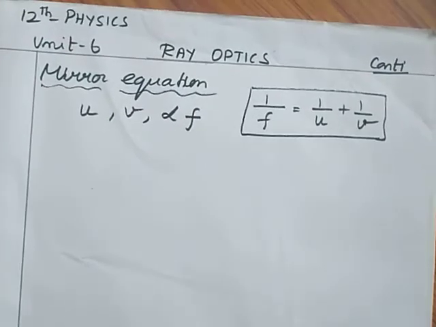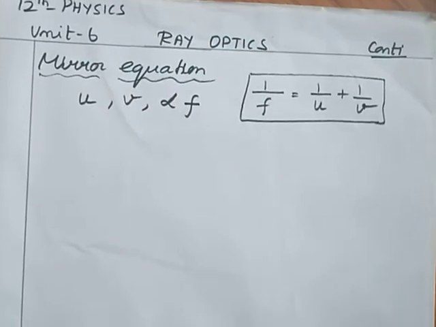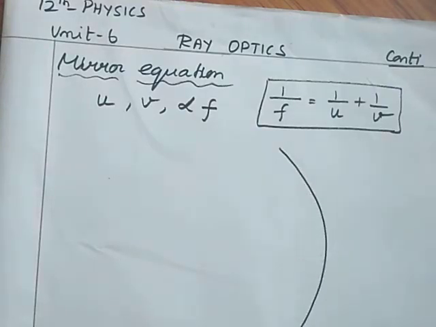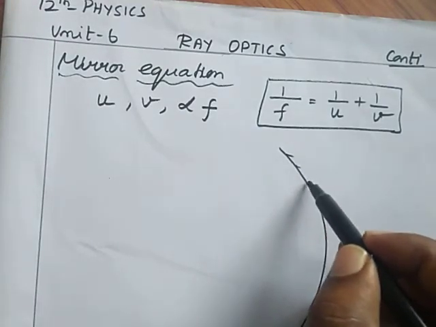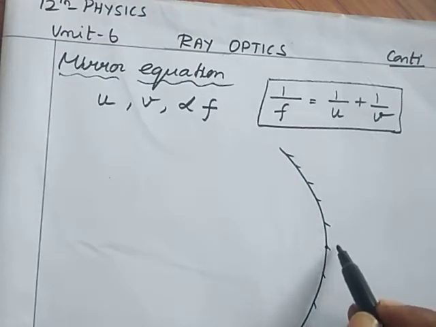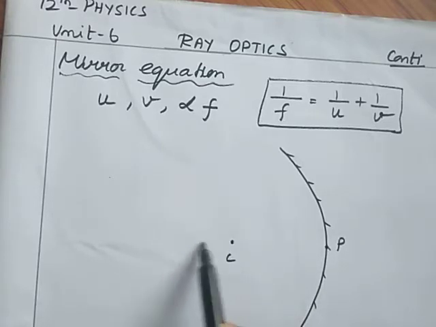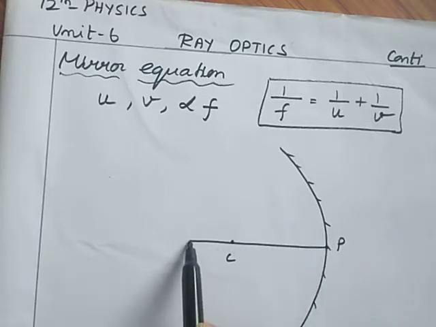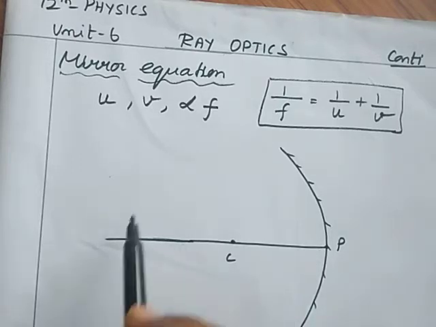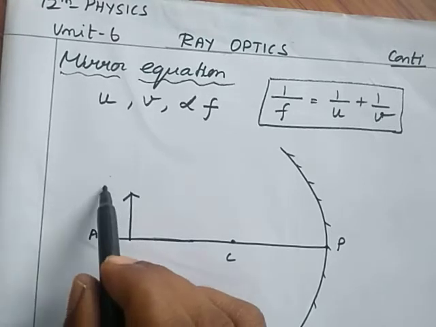Let me see how to derive the mirror equation. For that, first of all, we need a concave mirror. This is a silvered surface, silver coated surface. This is the pole of the mirror. Here is the center of curvature C. The line that joins the pole and the center of curvature is known as the principal axis. Here I am placing an object that is named AB.